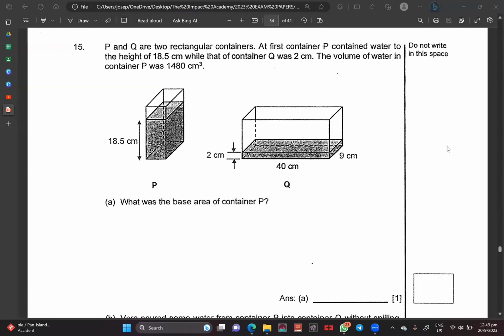Hi everyone, today we are looking at a question like this. Now, this is a volume question and it is a very typical PSLE question. Okay, so make sure you watch the whole video. Now, as you can see over here, it says that P and Q are two rectangular containers. So we have P on the left, Q on the right.